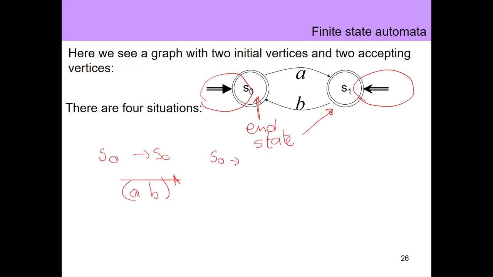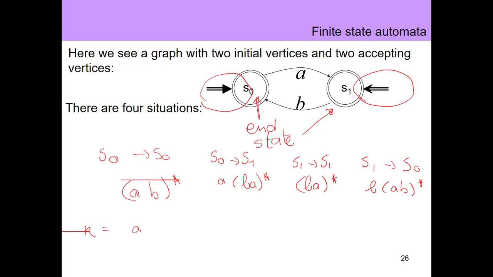Then we can have the situation where we start in S0 and end in S1. Okay, so then we have minimal 1 A, and then we can cycle back to S0 with B and go up again with A. So then we have A, B, A, star. Okay, S1 starting point, S1 ending point. So now we have BA star. And the last one, starting in S1 and ending in S0. So then we have minimum 1 B, and then we can cycle with AB all the time. So our total expression would be AB star or ABA star or BA star or BAB star.